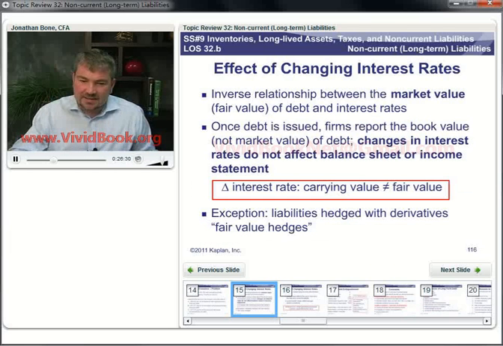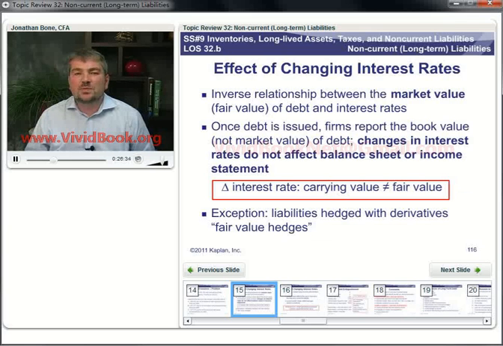Next LOS asks us to be aware of the effects of changing interest rates. Now, of course, we record our liability at the market value when the bond was initially issued, okay? And therefore, the effective interest rate is the market rate when the bond is issued. Now, once the bond starts to trade, of course, market rates are going to change. Yields in the market are going to change.